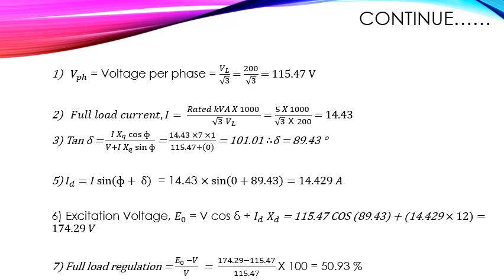Now just put the values here, then we will get the phase voltage, then full load current, tan delta as 89.43, then direct axis current 14.429, excitation voltage is 174.29 volts, and then put the values of calculated E0 and the value of phase voltage, that is voltage per phase 115.47, in equation E0 minus V divided by V. Then we get the full load regulation at unity power factor is 50.93%.